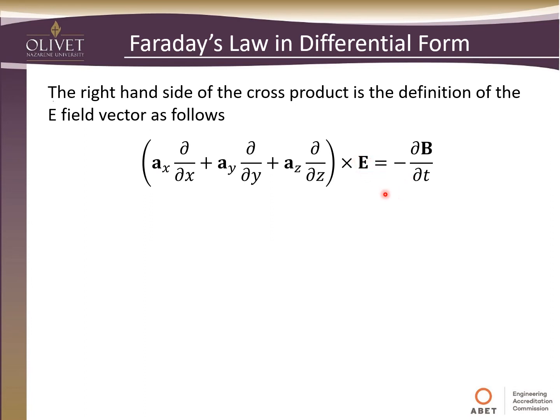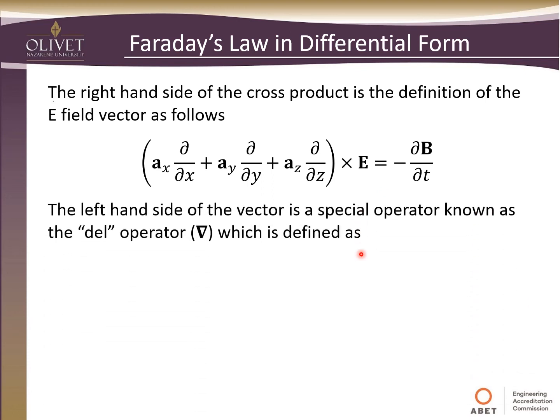Well, we have another thing that can help us out. The left-hand side of this vector is a special known differential operator that's used a lot in mathematics, especially when dealing with fields, and we call this the del operator, signified by the bold-faced upside-down delta symbol. And this operator is defined as this. So anytime you see this, you can replace it with the right-hand side of that equation.